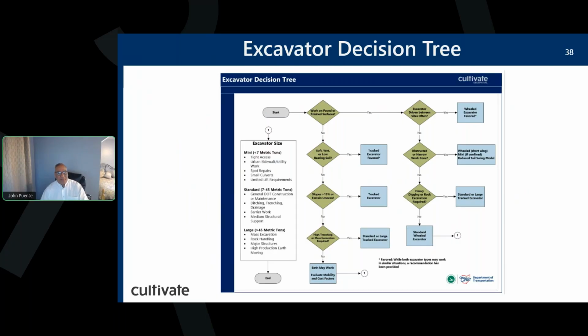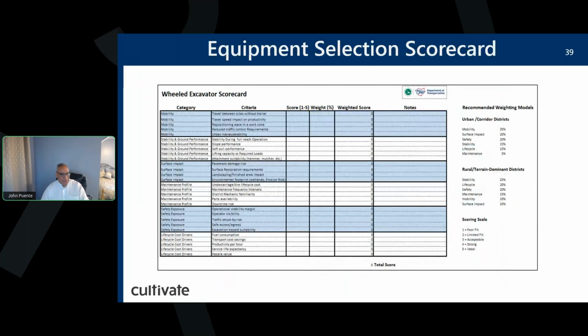This is actually a very handy tool. It's not all-encompassing, this is what is going to be purchased because of it. This is actually just a tool to help you to make your decision. And it's used in partner with the next one that we're going to show here. And this is also an equipment selection scorecard. So this serves as a scoring matrix that managers can use to evaluate competing equipment options.